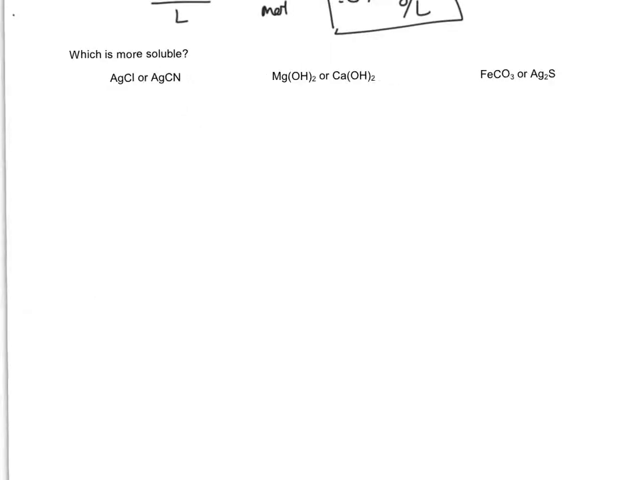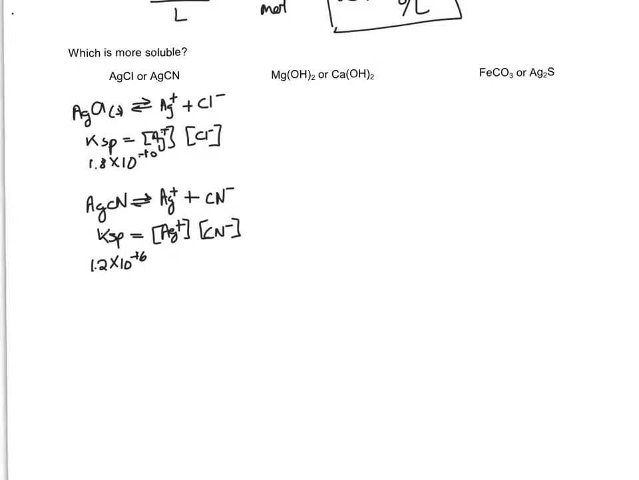The next question asks which is more soluble, and it gives you a pair of salts. So let's start with AgCl and AgCN. First we're going to write our dissociation equations. So here are the dissociation equations and the Ksp expressions and also the Ksp values. If you wanted to figure out what the concentration of the AgCl is in a saturated solution, you would say, well, it's equal to X, which is equal to the Ag plus concentration, which is equal to the Cl minus concentration. So that's going to be equal to X times X. And if you wanted to know what X is, you would just take the square root. And same thing for the AgCN as well.